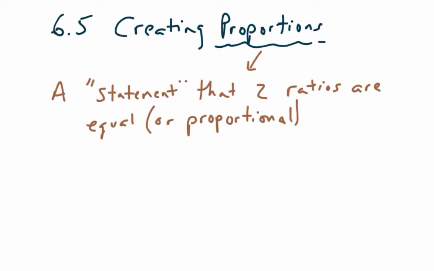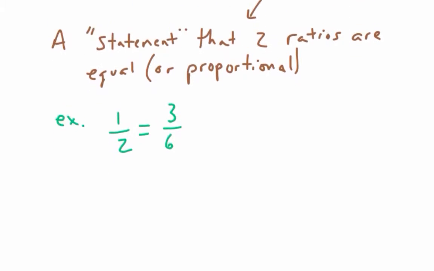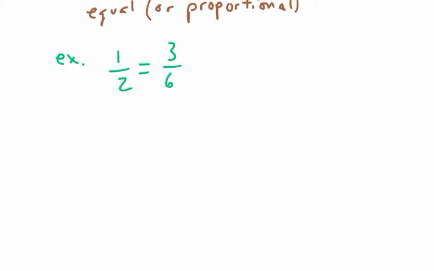For my example then, a proportion is going to be something like 1 over 2 equals 3 over 6. Because both of those equal 1/2, or both equal 0.5. I want to do one example, and then we're done for the day.